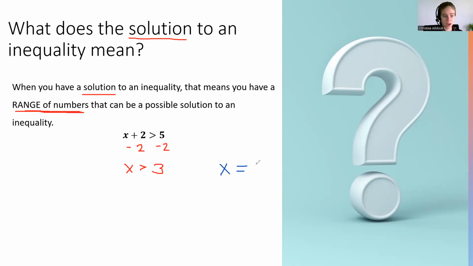So x could be the value of 4. That's greater than 3. X could be the value of 100. That's greater than 3. X could be the value of 3 5/10. That's greater than 3. X can even be fractional values. It could be 7 1/2. As long as it's a value that's greater than 3, it is a possible solution and it would in fact work. Anything that is equal to 3 or less than 3 would not work.